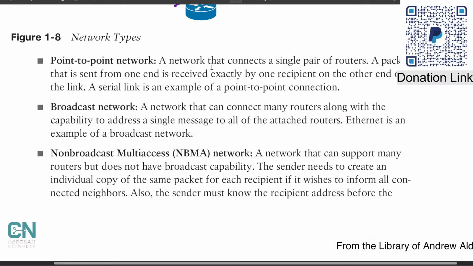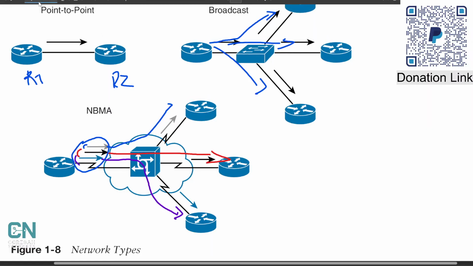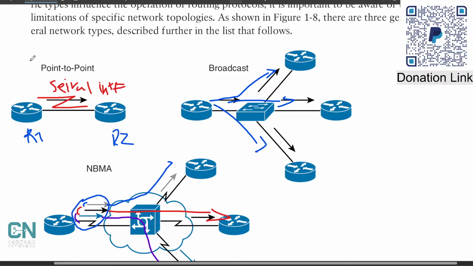Point-to-point network: a network that connects a single pair of routers. A packet that is sent from one end is received by exactly one recipient on the other end of the link. A serial link is an example of a point-to-point connection. So here it says we have a serial interface with point-to-point.